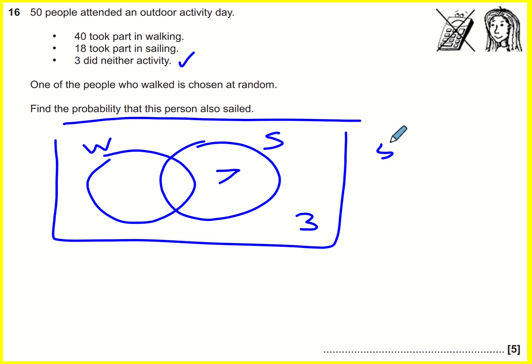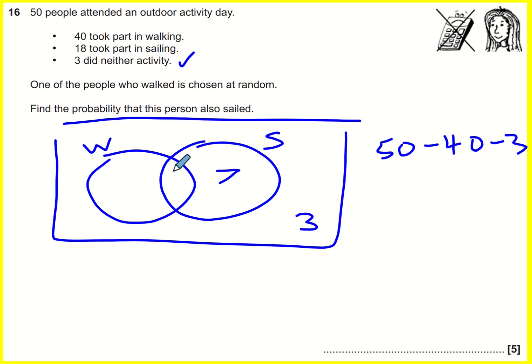Basically, I've done 50 minus 40 minus 3. The 50 minus 40 gives me everything here and here, and I've minus the 3 because I've already got 3 people here. And then the rest of it's all going to work out.